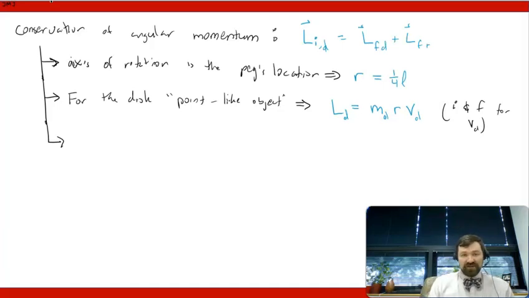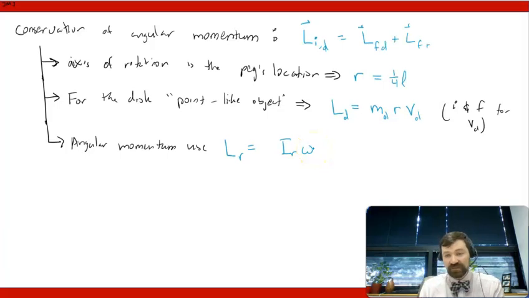For the rod, our moment of inertia is necessary because it's an extended object, and so our angular momentum is moment of inertia I times omega. And since it is a thin rod with the axis through its center, you can go look in my previous videos, or you can look it up in a textbook, whatever textbook you're using, be it OpenStax or whatever.